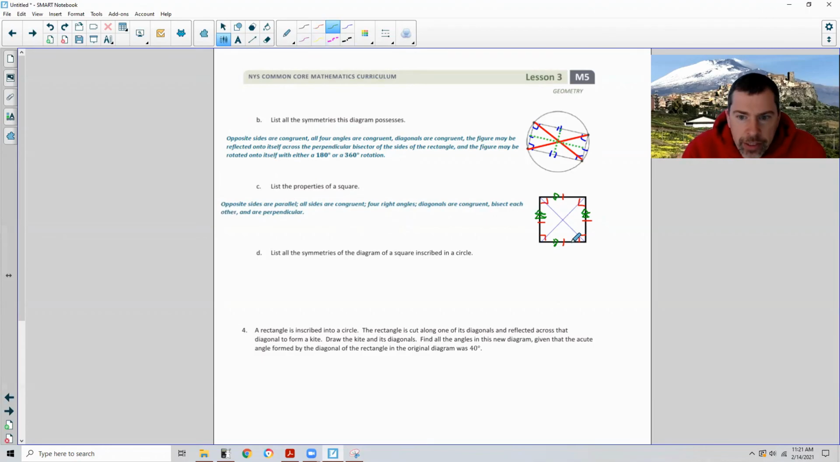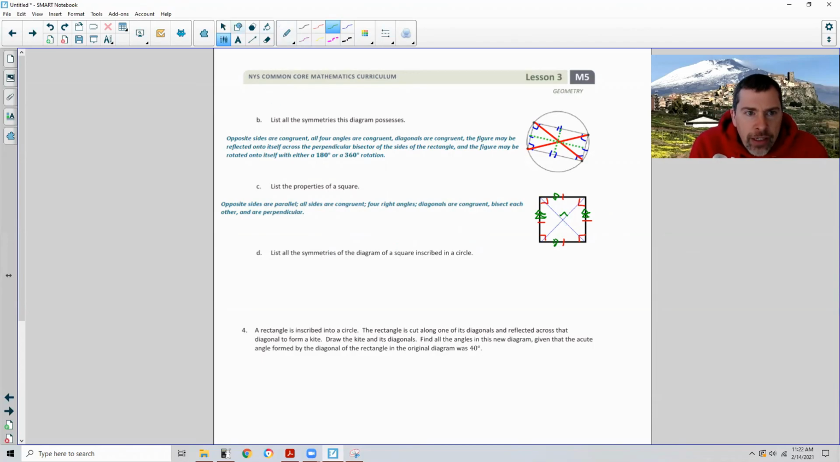Okay, all sides are congruent, got that. 4 right angles, got that. Diagonals are congruent, said that. Bisect each other, said that. And are perpendicular, said that. So I forgot to mention that opposite sides were also parallel. Okay, so there we go. Now it says list the symmetries of the diagram of a square inscribed in a circle.